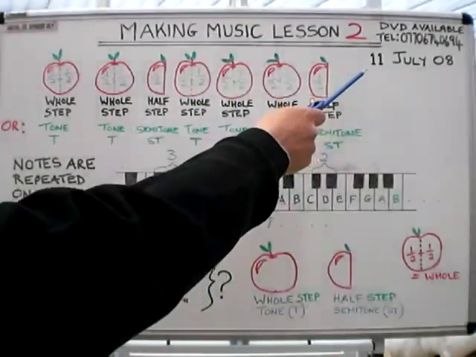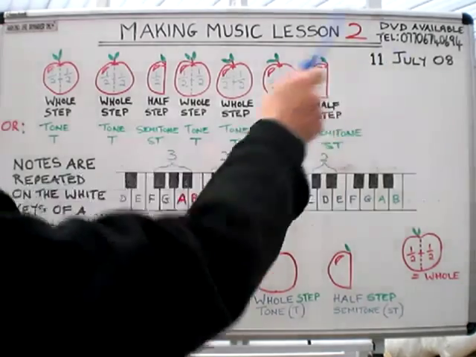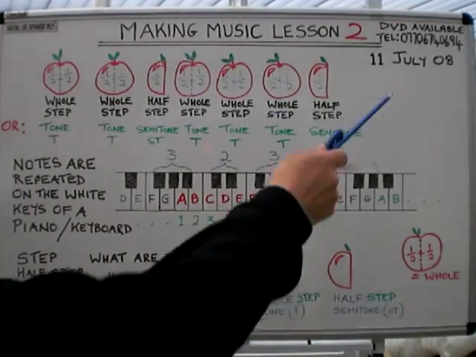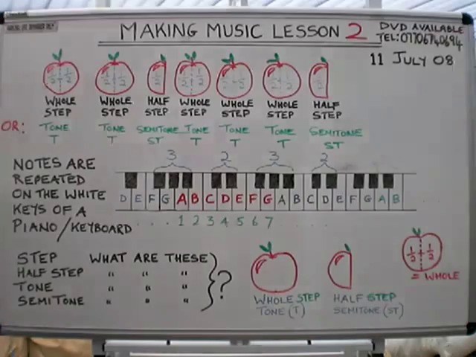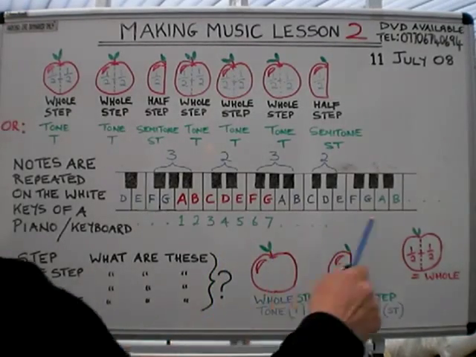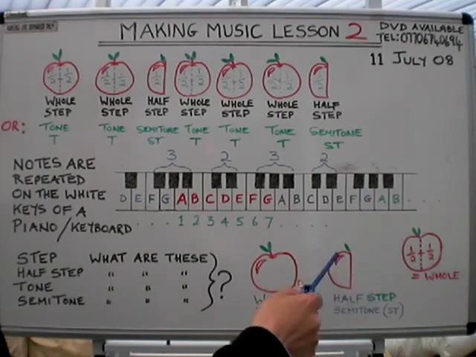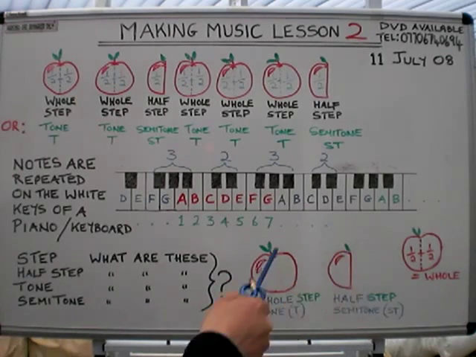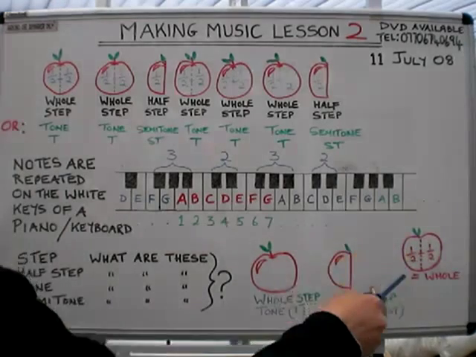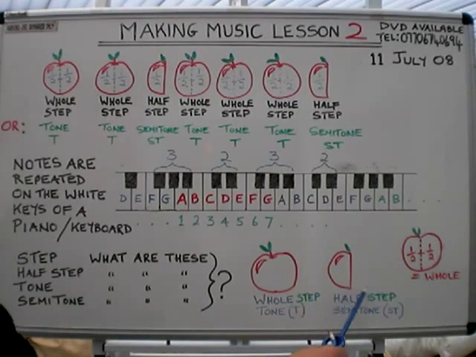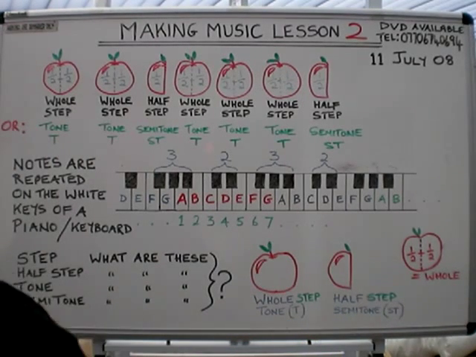In lesson 1 yesterday, 10th of July, and today's Friday, 11th of July 2008, we were talking about whole, half, and how a whole is made up of two halves. We called it whole step, half step, or tone, semitone. Semi meaning half.